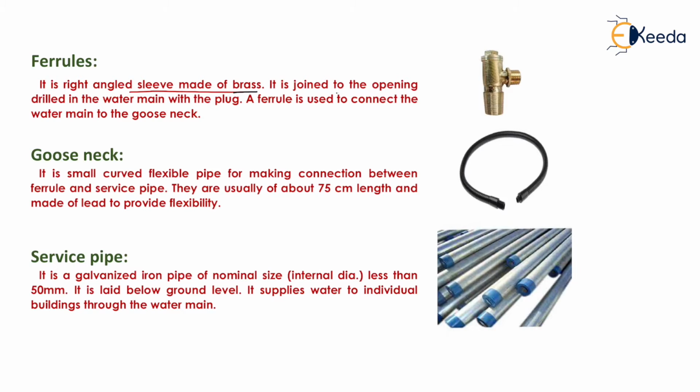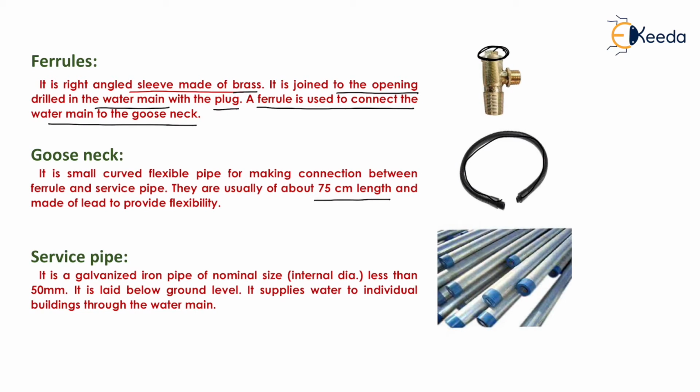It is joined to the opening drilled in the water main with the plug. Here a plug is provided for the inspection purpose of this ferrule. Now a ferrule is used to connect the water main to the gooseneck. Now what is a gooseneck? Gooseneck is a flexible pipe like this. Okay, it is generally made of lead and it is generally 75 centimeter in length. Clear?